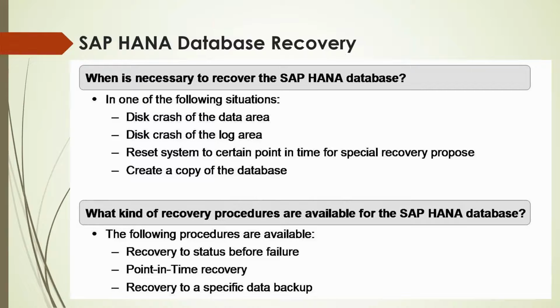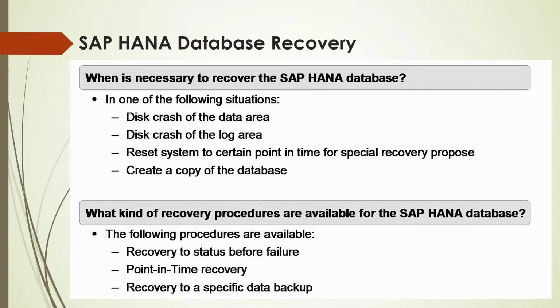What kind of recovery procedures are available in the HANA database? Three types of recovery are there: recover to the status before failover, point in time recovery, and recovery to a specific data backup. So three recovery methods are there.